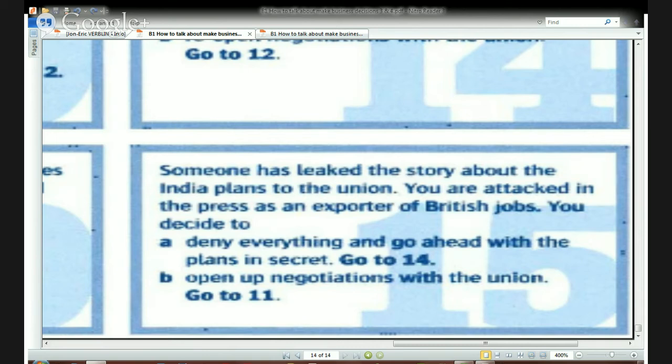So we got in trouble, Anton, because it's not personal data that's been leaked, but still it's information that is of great concern to the union because they're trying to protect jobs. So what do we do now, Anton? I think we should open up negotiations with the union and explain that we were trying to protect most of our employees.